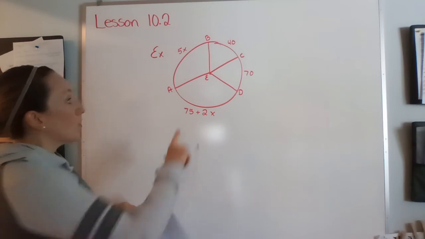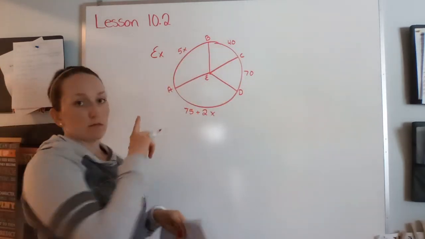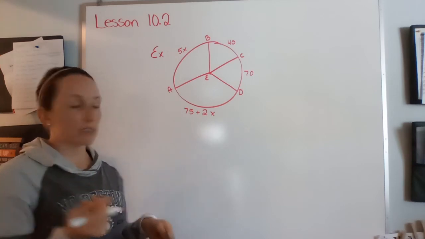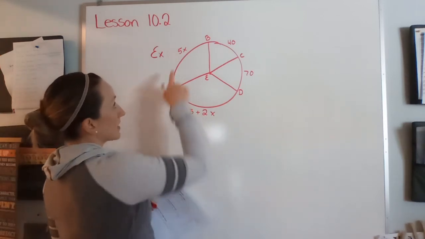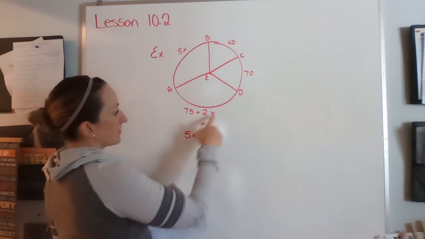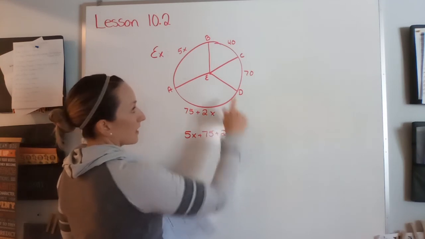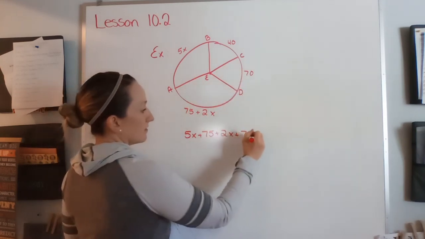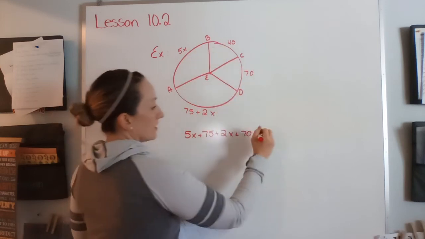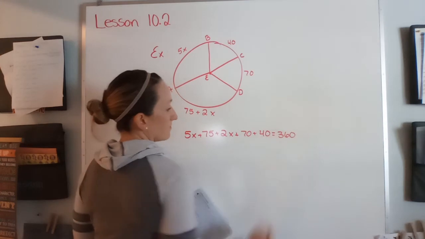Okay, so what do you know about all the arcs of a circle? What do they all add up to? They all add up to 360 degrees. So that's the first thing I'm going to say. I'm going to say 5x plus 75 plus 2x plus 70 plus 40 equals 360 degrees.